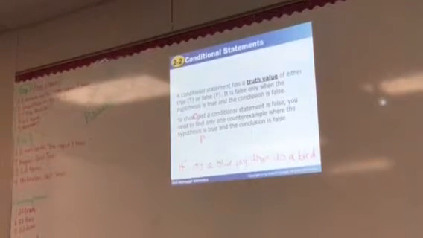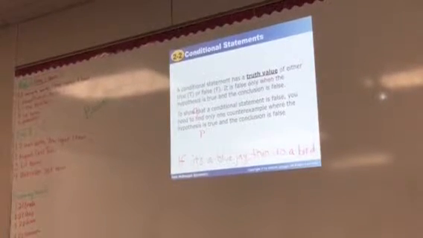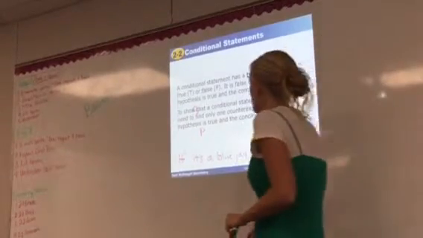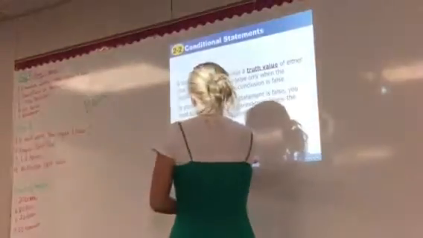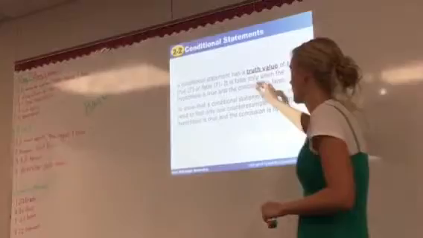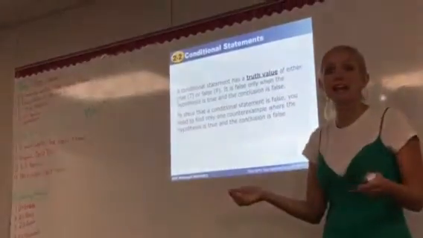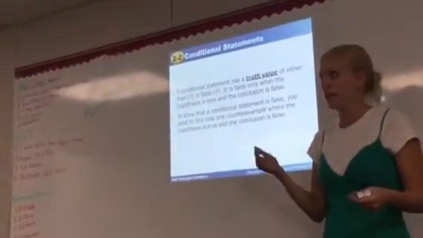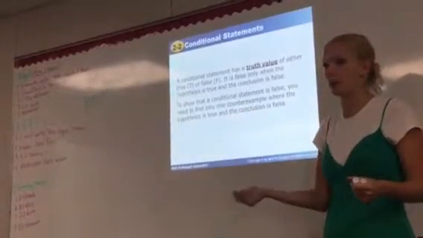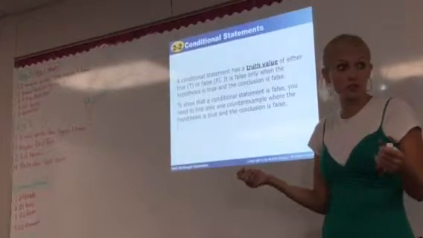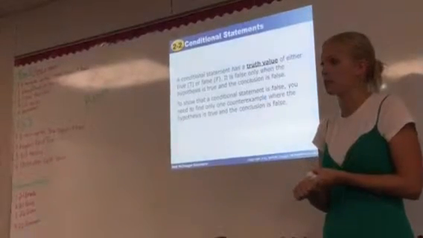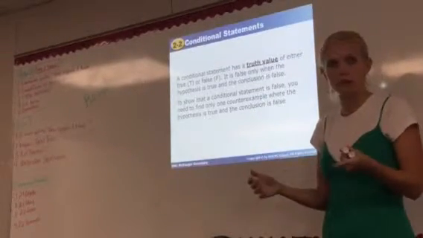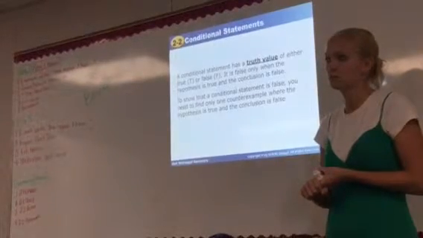All right, so truth value. I don't want you to write exactly what this says. I'm going to read it to you, and we'll make our own definition. A conditional statement has a truth value of either true or false. It is false when the hypothesis is true and the conclusion is false. Like in that last one we just talked about, if two angles are acute, then they are complementary. That has a false truth value, right? Because is the hypothesis true? Two angles are acute.